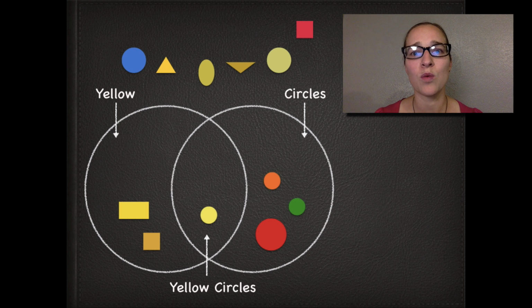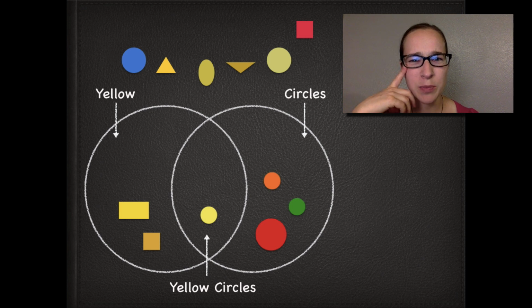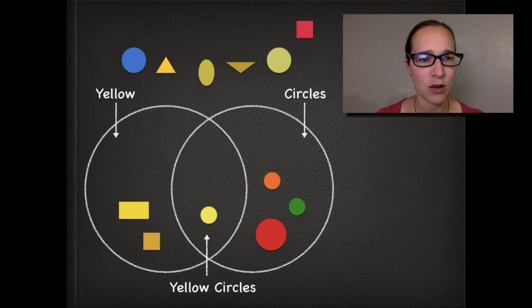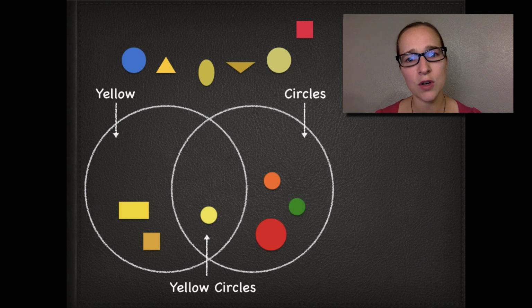And here we have a red square. Where are we going to put a red square? On one side we have yellow shapes, and this red square is not yellow. And on our other side we have circles. And this red square is not a circle. So it doesn't go anywhere in our Venn diagram. It stays outside of the circles. So we're going to leave it right where it is for now. And let's look at our next shape.